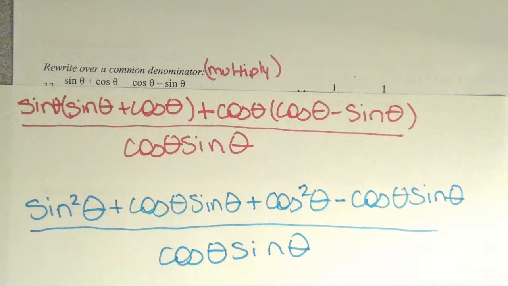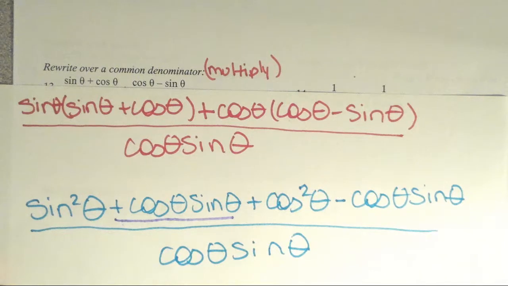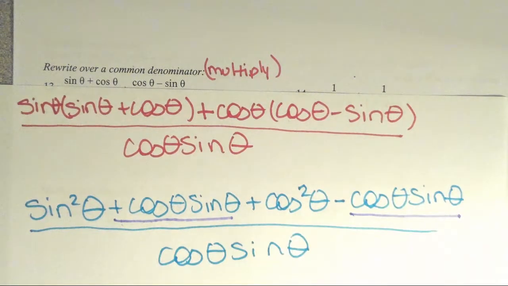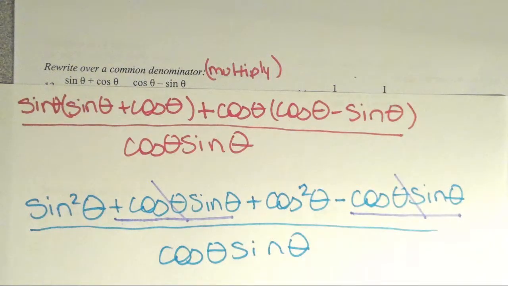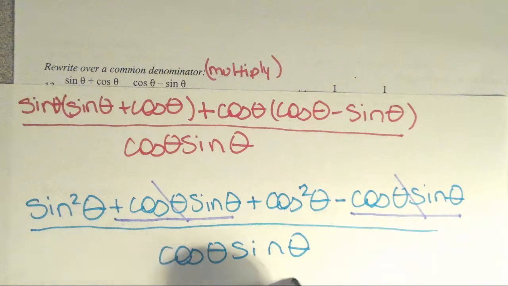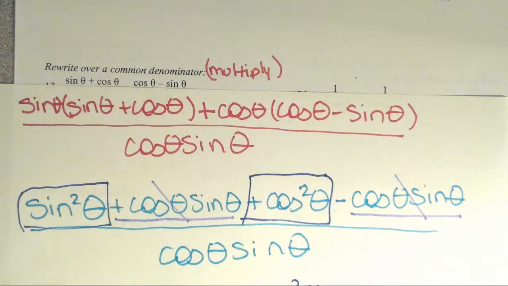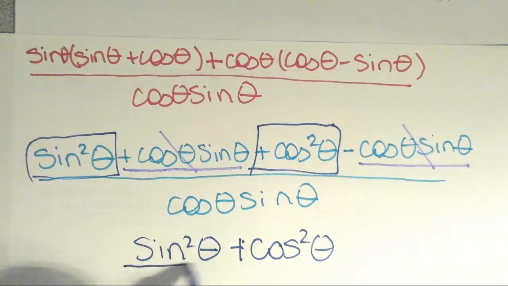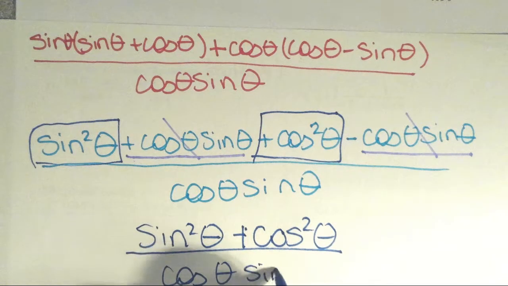Okay, on the top, I hope that you see that some things cancel again. I've got a positive cosine sine. I have a negative cosine sine. I have a positive and a negative of the same thing, so poof, they're gone. They disappear. We are left with sine squared theta plus, my fault, cosine squared theta. This is what we're left with on the top. On the bottom, we're left with cosine sine.